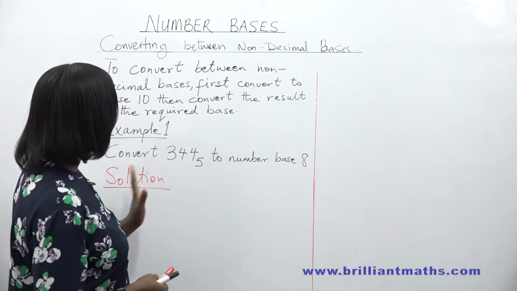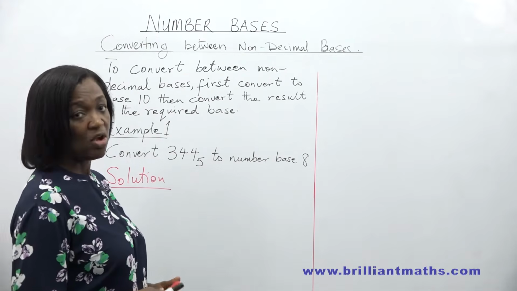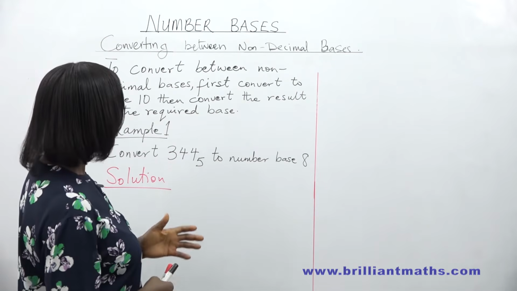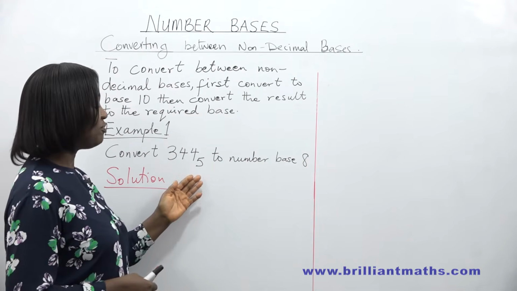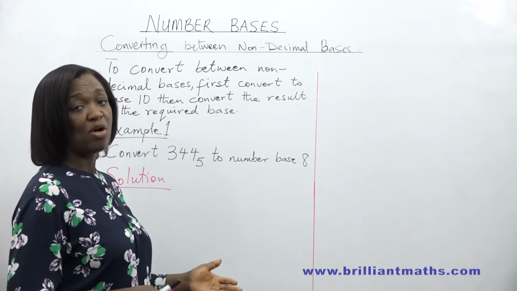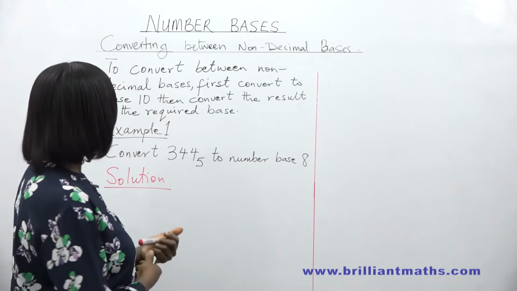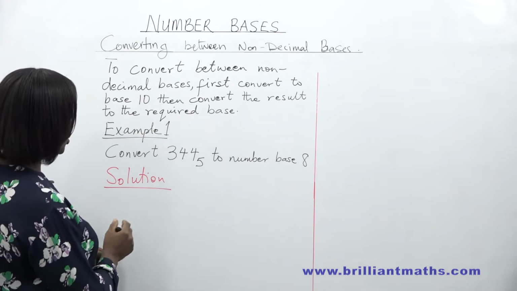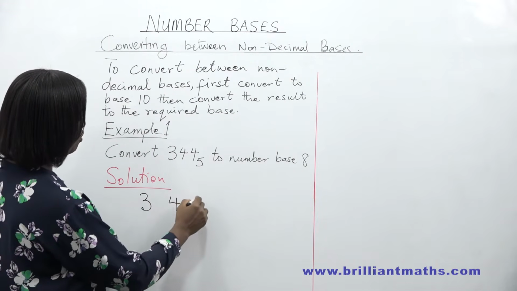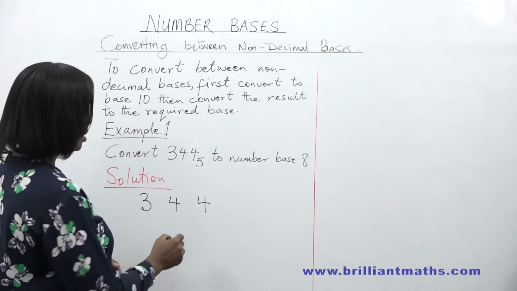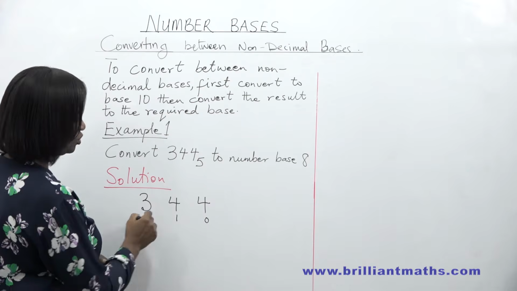So example 1, convert 344 base 5 to number base 8. You remember how to convert from base 5 to base 10. First we'll convert from base 5 to base 10, and then we'll convert the number from base 10 to base 8, and we'll be done. So write out the number 3, 4, 4. Count it, 0, 1, 2.